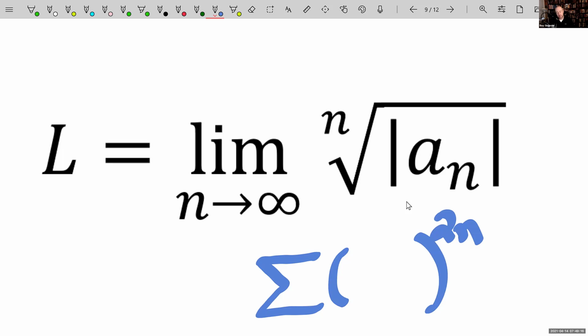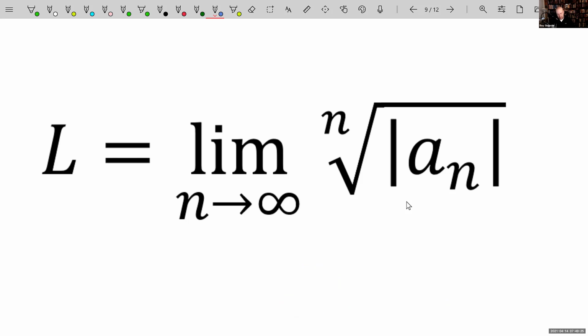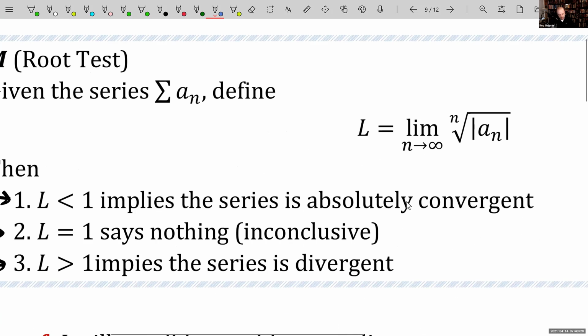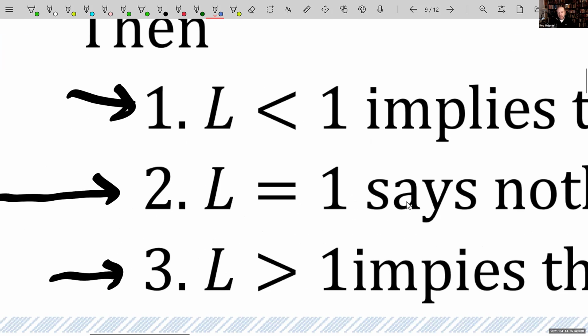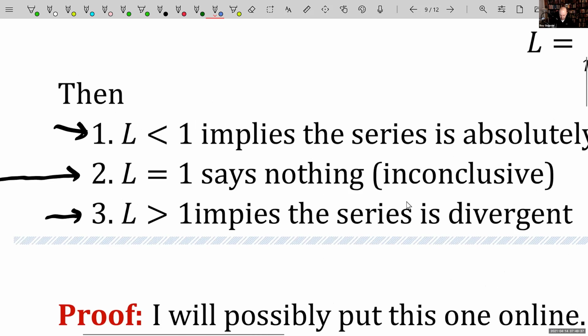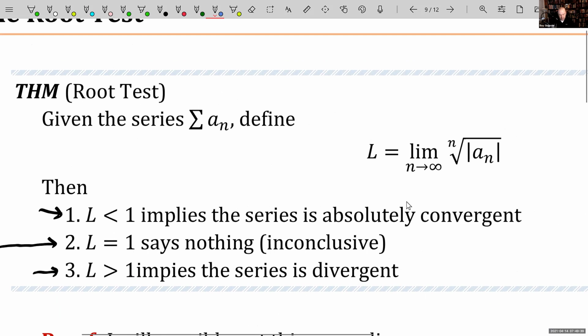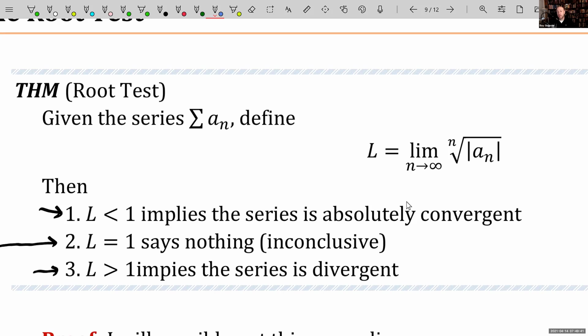There are some very special situations where you might have an n squared power. The root test technically is still very good with that too. So the results are the same as with the ratio test. If that limit ends up being greater than 1, you have divergence. I should zoom out to have all the words on there. If that limit ends up being less than 1, you have absolute convergence. And if the limit is equal to 1, it's inconclusive.